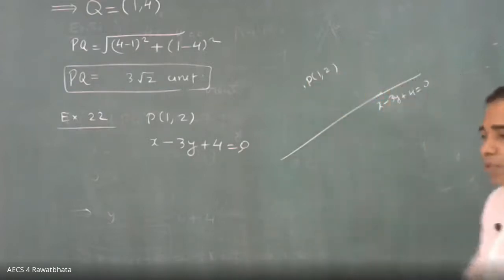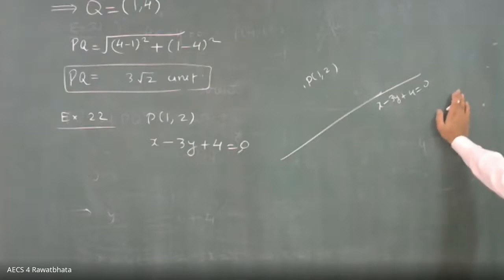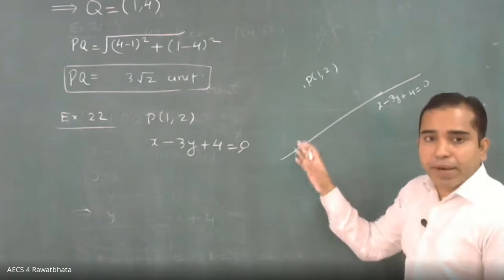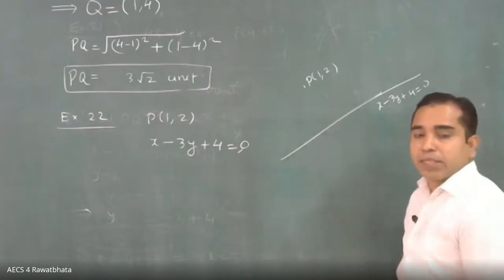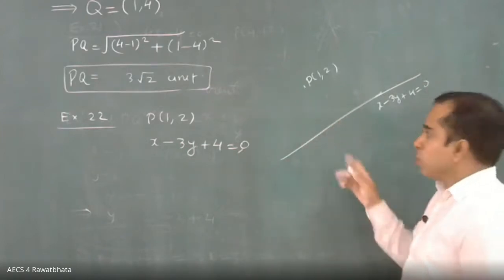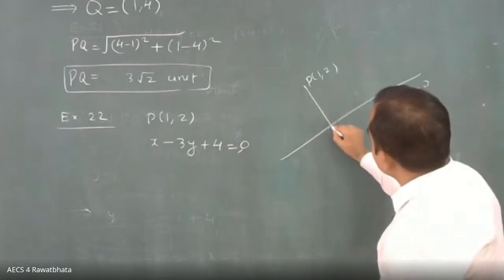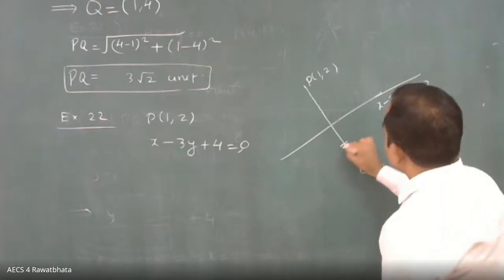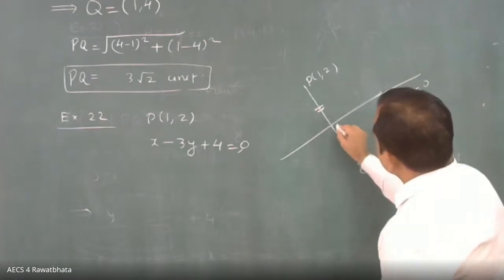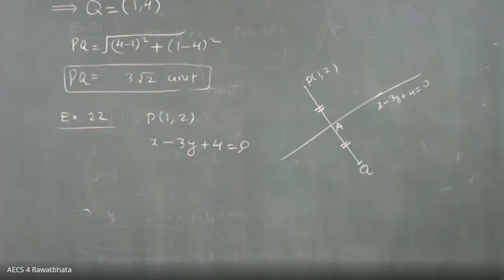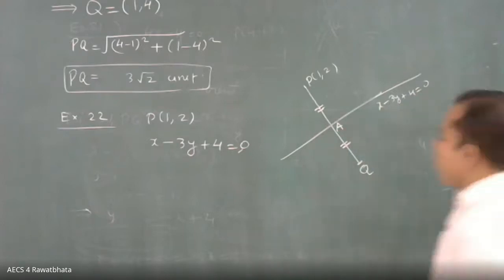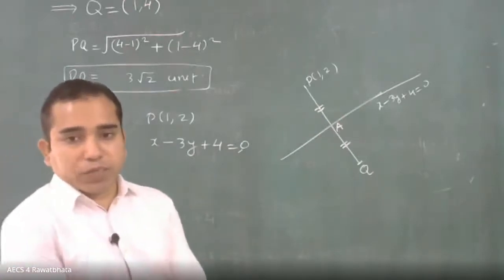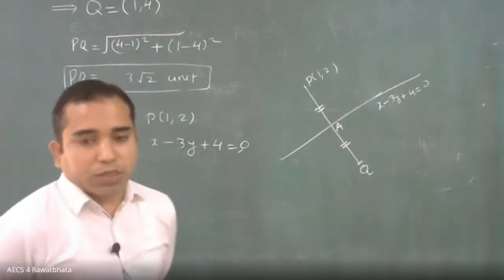Then as per the basic image concept, the distance between the mirror and object is the same as the distance between mirror and the image. So its image will form on the other side, somewhere here. Say it is Q. Then if this point is A, then PA must be equal to AQ. So how to do it? A similar question was there in the miscellaneous exercise and we discussed that.